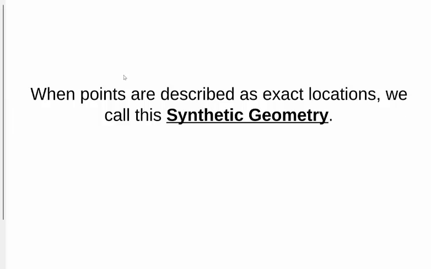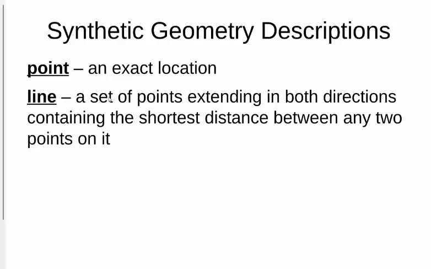In the last video, we talked about discrete geometry, points as dots. Now we're going to talk about synthetic geometry, points as exact locations. So here are some descriptions for synthetic geometry that you should probably pause the video and write down. A point is an exact location. A line is a set of points extending in both directions, containing the shortest distance between any 2 points on it.